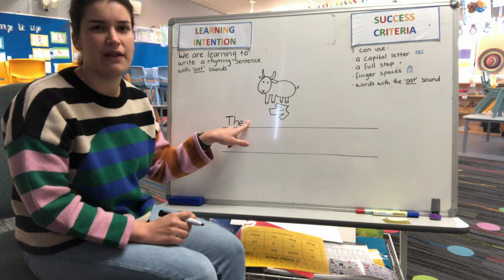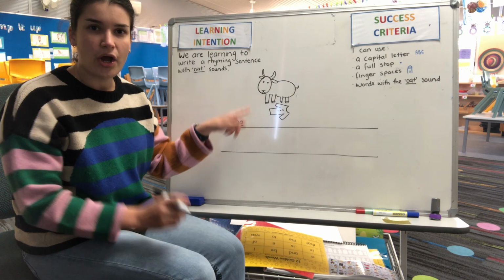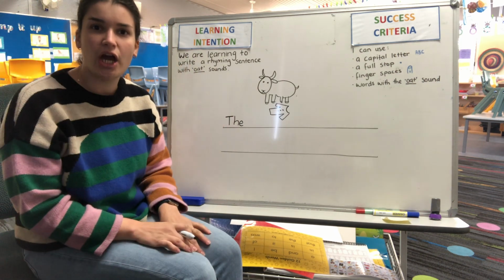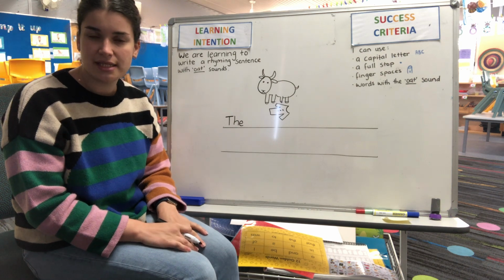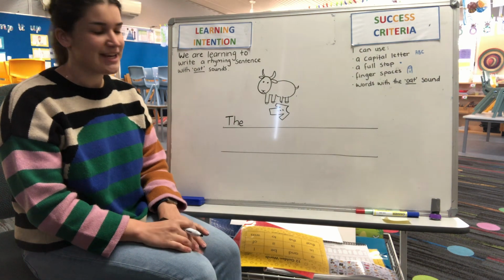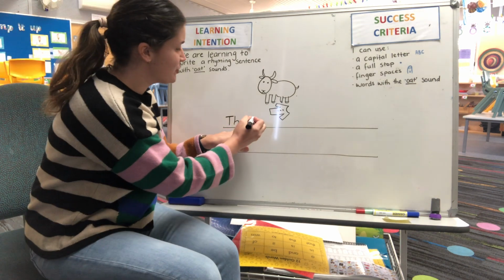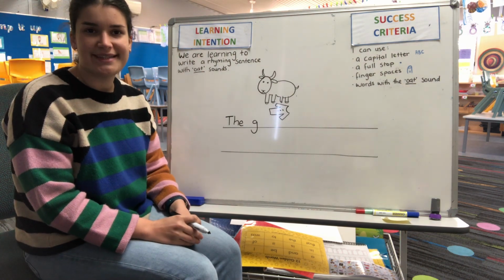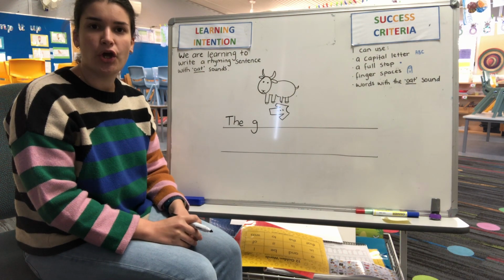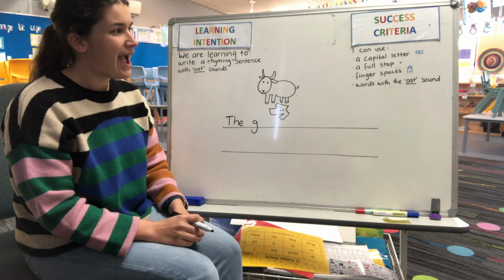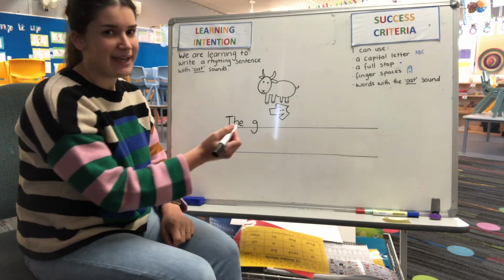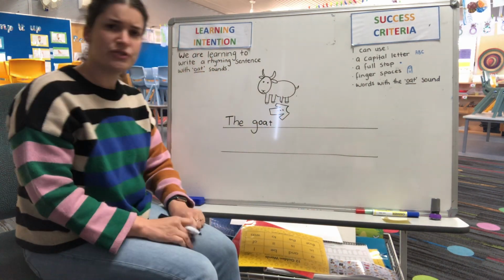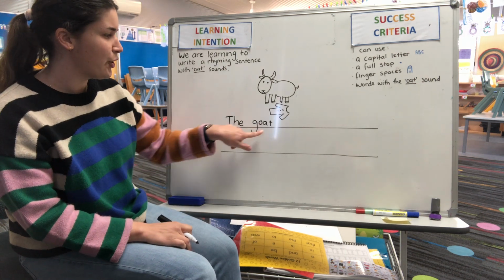Can you help me figure out the sounds in goat? G-oat. Goat. We know the first sound is G. Do you know what letter makes a G sound? It's a G. So I'm going to do my finger space and do a G. And what makes the oat sound at the end of goat? G-oat. O-A-T makes the oat sound, so I can finish off my word, goat. So far, my sentence says, the goat.